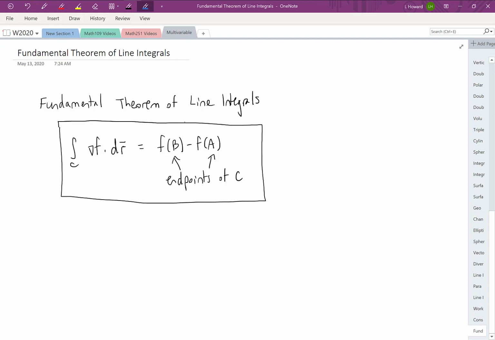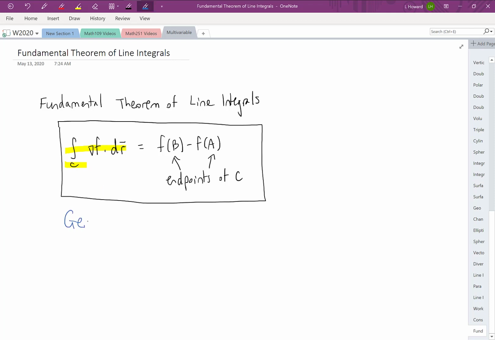In this video, we're going to talk about the fundamental theorem of line integrals. The fundamental theorem of line integrals says that if we are computing a line integral of something that looks like the gradient of a function dotted with vector dr, then the way that we evaluate that is just to find this function little f and to evaluate it at the endpoints of our curve C.